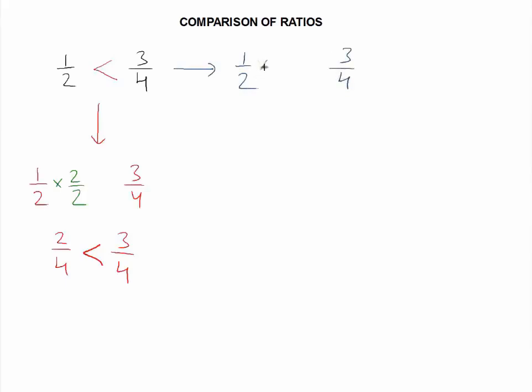So let's say we multiplied this by 3 by 3. So finally, this will become 3 by 6 and 3 by 4. So you see 6 is greater than 4 and hence this ratio will be smaller compared to 3 by 4, and hence 3 by 4 is greater than 1 by 2 and so on.